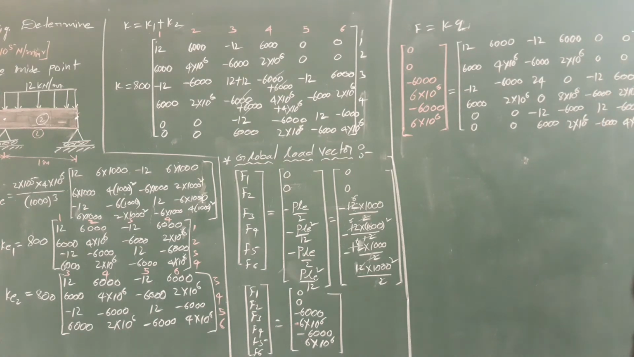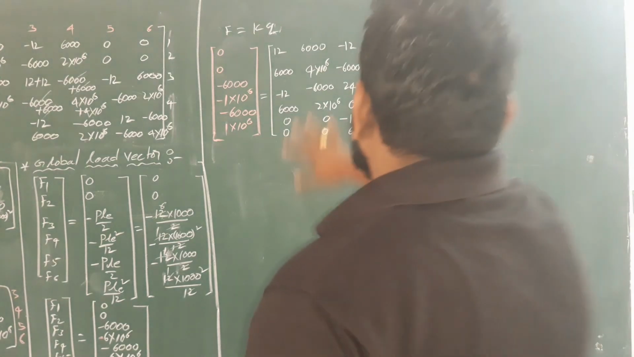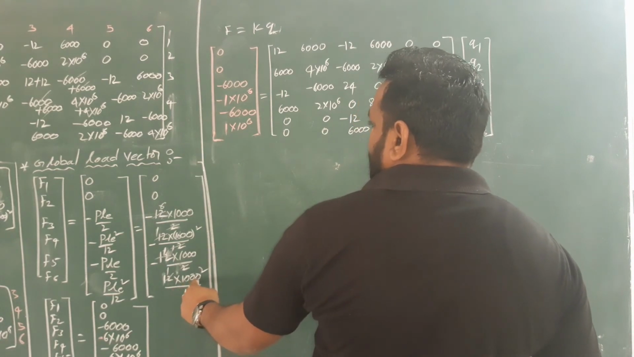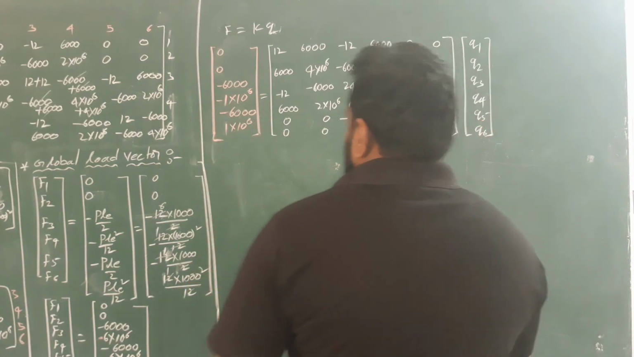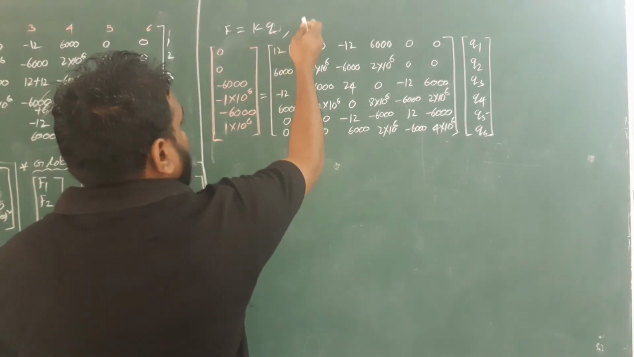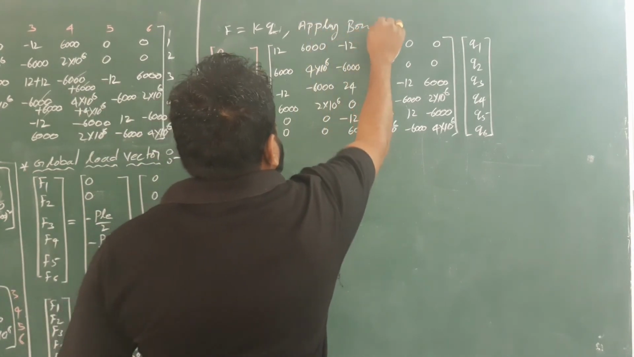You know that Q matrix, that is displacement matrix, Q1, Q2, Q3, Q4, Q5 and Q6. This is the overall stiffness. Okay, so now take, so apply boundary conditions for handle. Here 12 cancel, okay, 1 is 1 into 10 to the power of 6, okay. So now apply boundary conditions, okay. Here I am doing here, okay. Apply boundary conditions also.